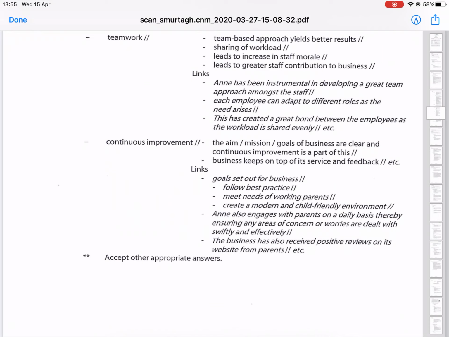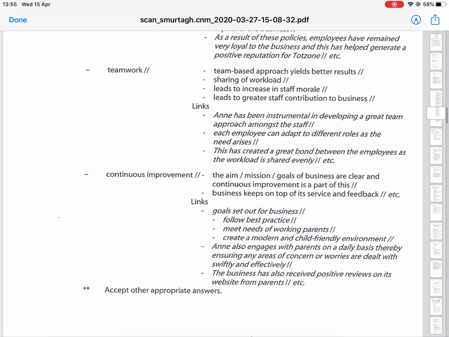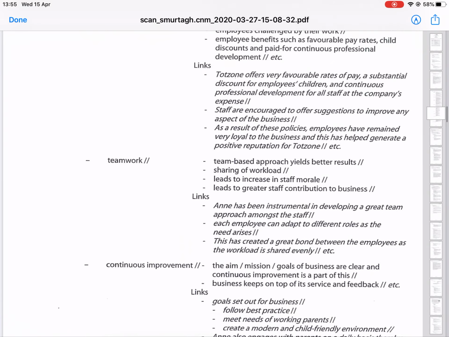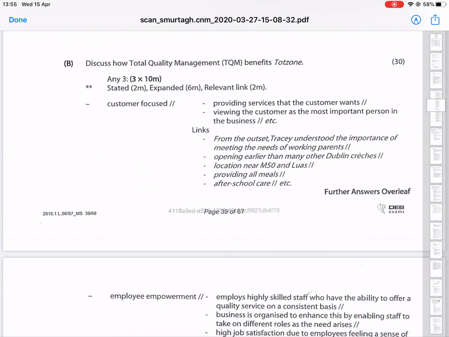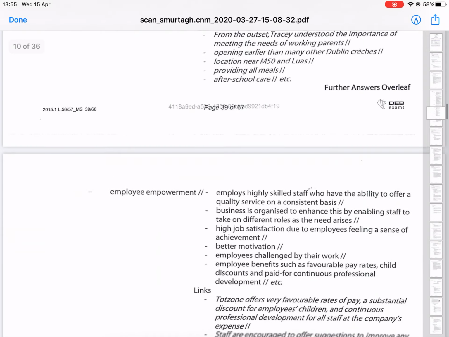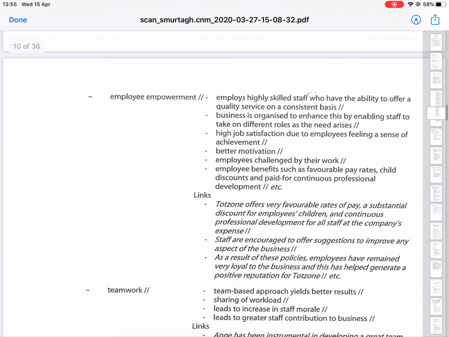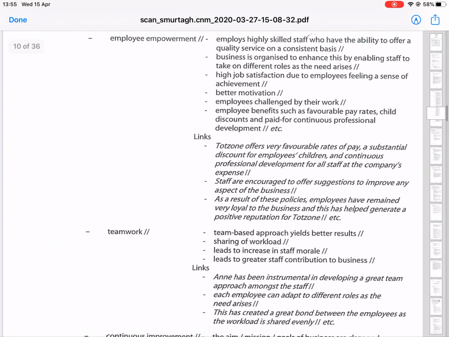Other acceptable answers, as I said, you could look at the Sale of Goods and Supply of Services Act 1980 as part of the legal requirements in producing goods and services. So again, just linking this answer back: statement, 2 marks. 2 well explained points is 3 marks and 3 marks, and then your relevant link is 2 marks. And you can see lots of prompts there to support your answer as well.